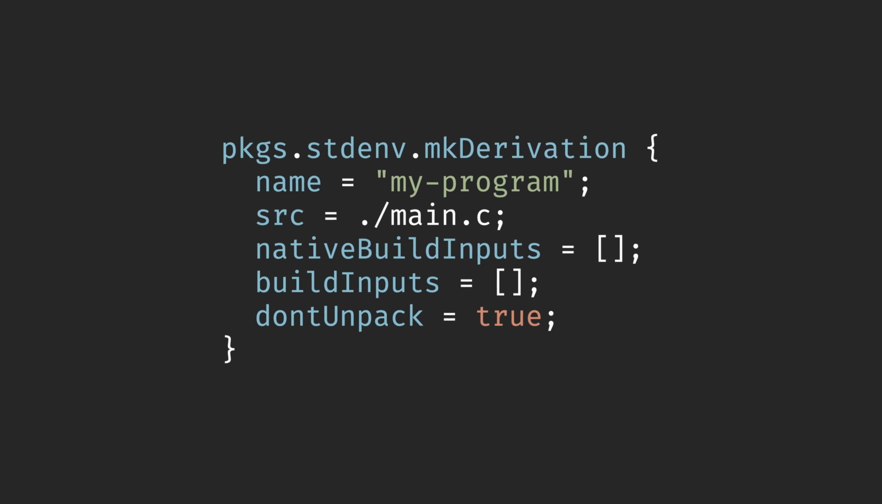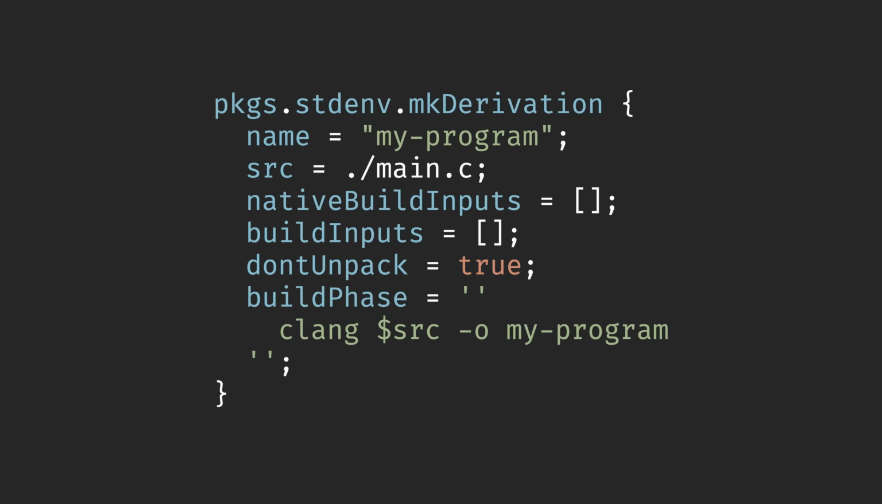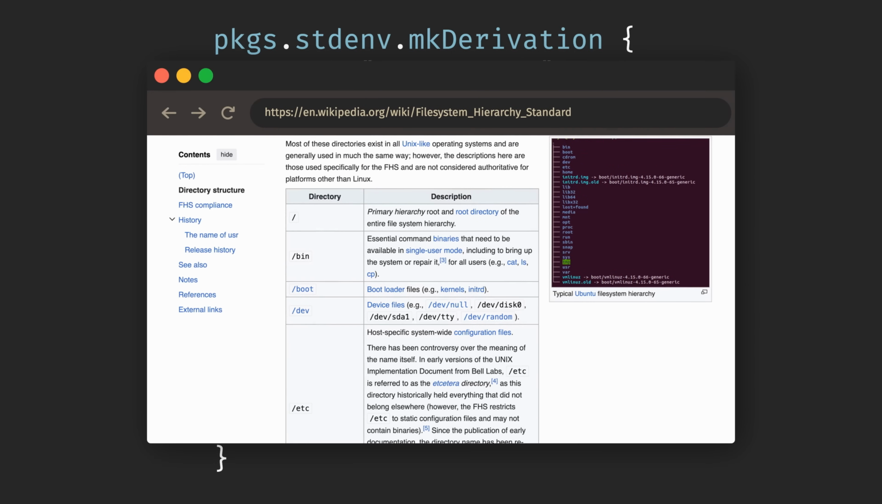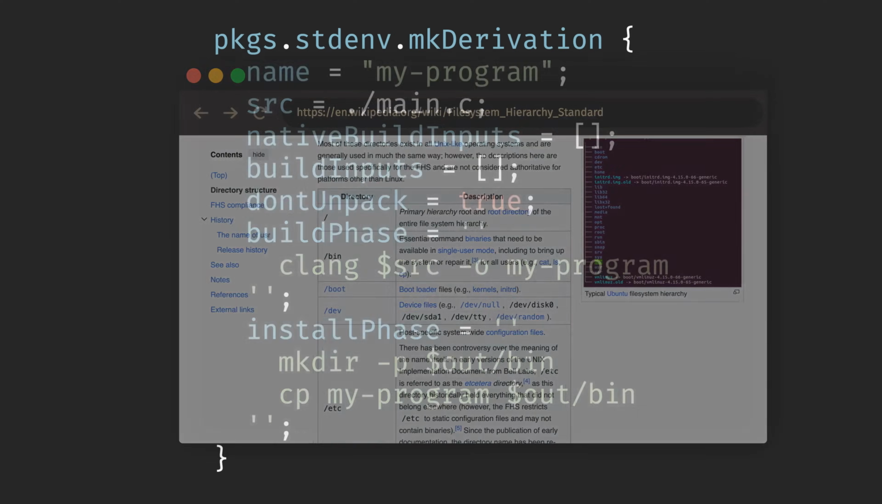For the build phase, we provide a bash script to describe how building works, and in the install phase, we populate the output folder. This shows another Nix convention that is important to follow. Every Nix derivation should create an output folder structure that matches the file system hierarchy standard, or FHS for short. This just means that the output folder should have the familiar folders like bin for binaries, lib for libraries, and include for headers. So much for C.